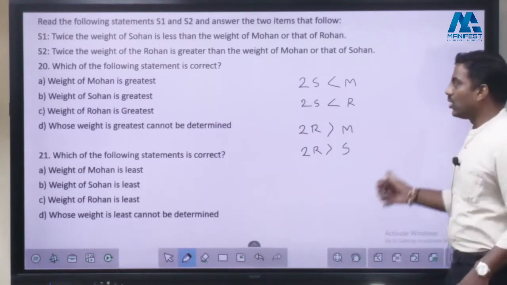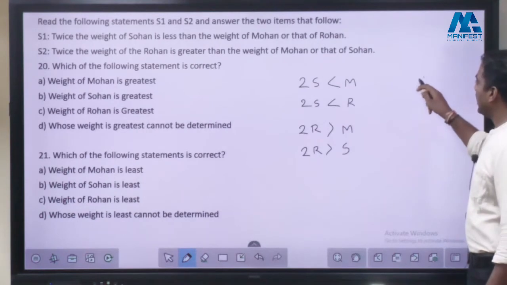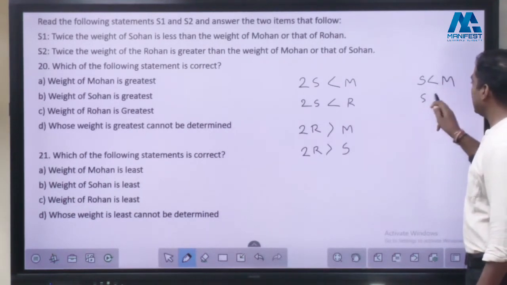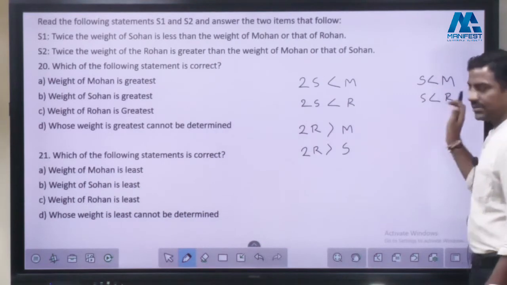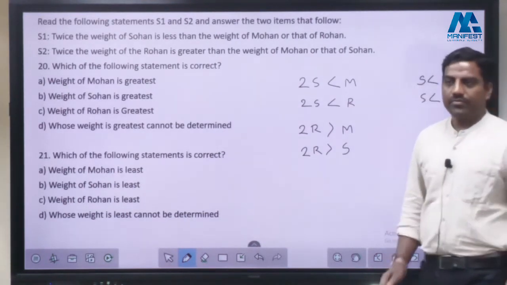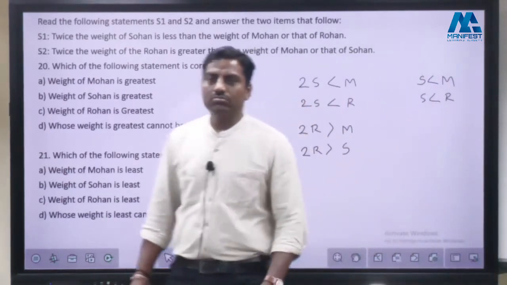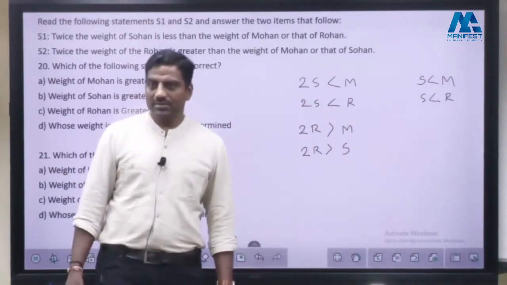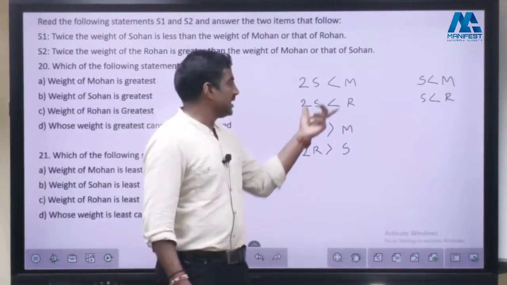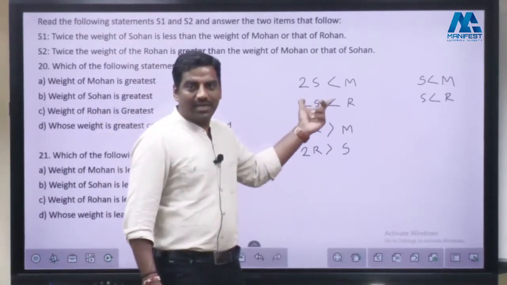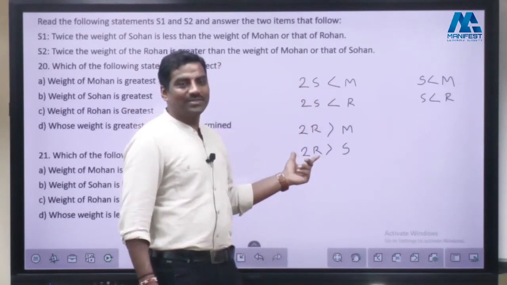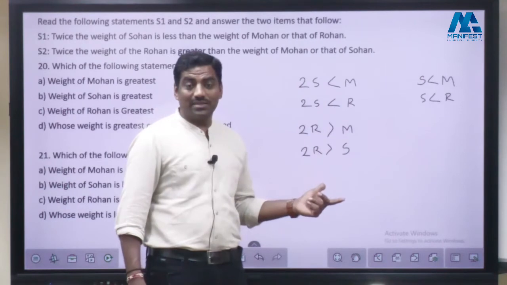So in this case, what we have is S is smaller than M and S is smaller than R. That's it. We don't know the relation between M and R. How many of you are okay with this? See, the more confusing thing was this equation. Here you said S is smaller than both M and R. Here you are saying R is more than both M and S.